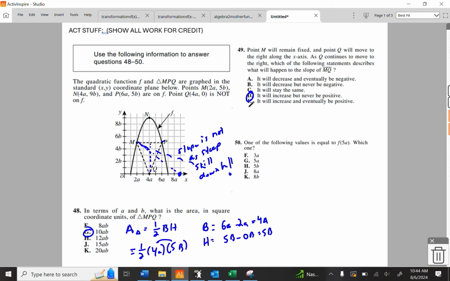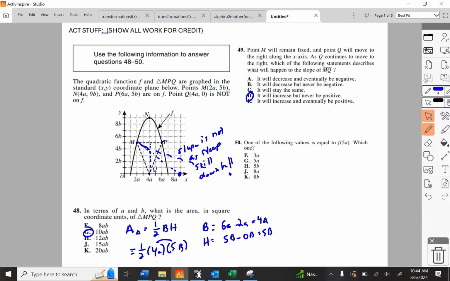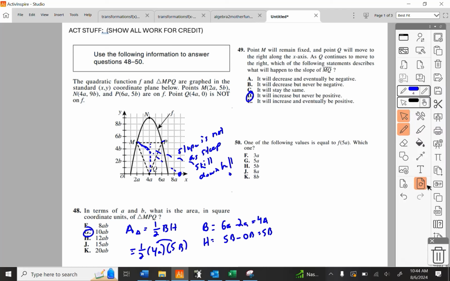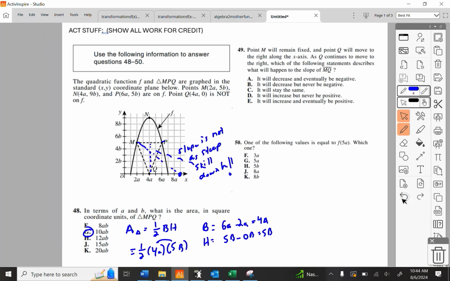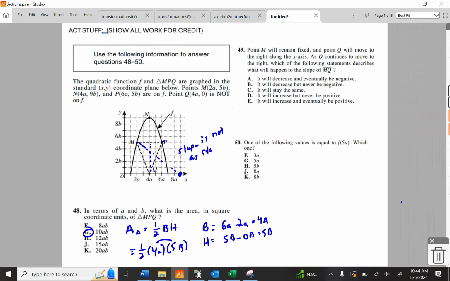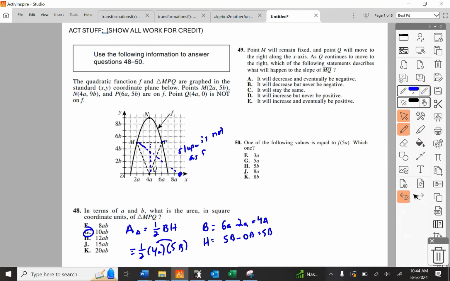50, which of the following values is equal to f of 5a? This is something that would bother a lot of kids. We have function notation, and they're using these odd things like not really numbers. They mixed numbers and letters together. It's a really simple problem to do.